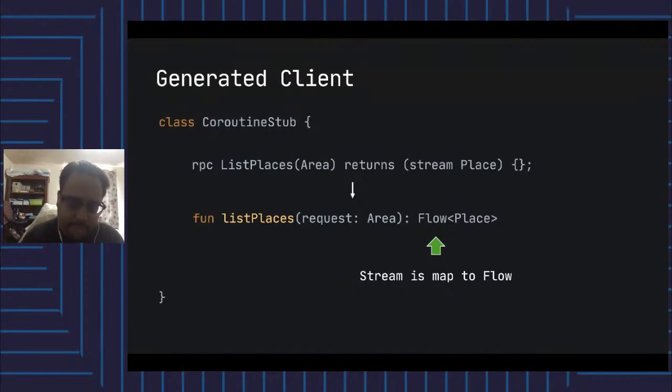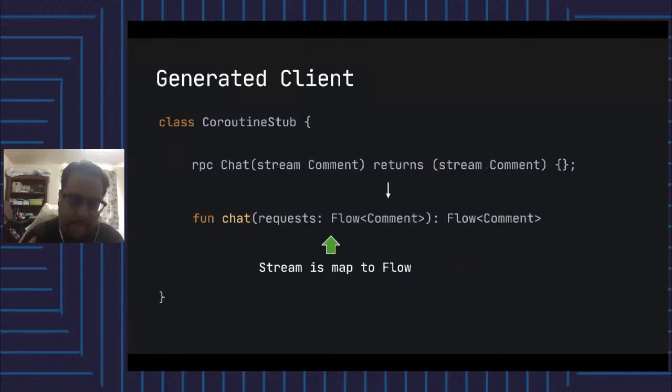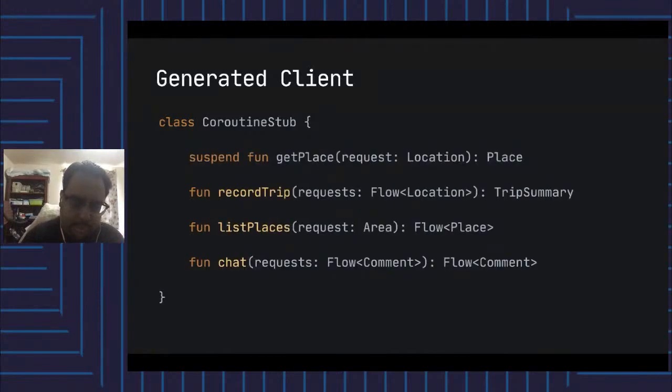So how does a streaming call get mapped? Here in the streaming call, streamPlace gets mapped to a flow. The server will be returning me a flow of places. And what about a bidirectional streaming call? In a bidirectional streaming call, both the request and the response get mapped as flows. So I'm going to give a flow of comments in this example to the server, and I'm going to get a flow of replies.